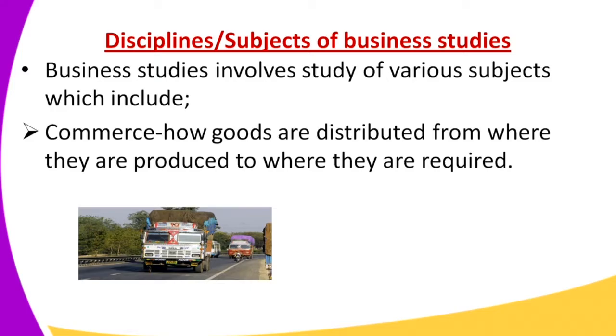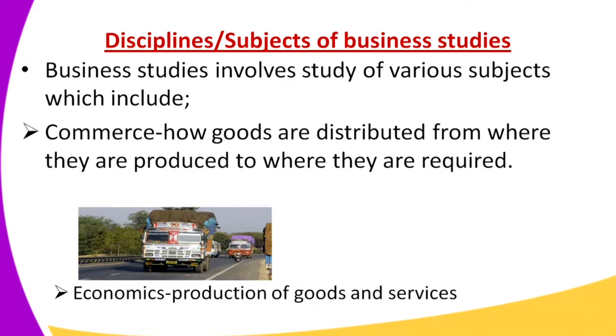You'll find that goods are usually produced or made or manufactured in the factories or farms. Then the ones producing the goods usually transport them to the various destinations where the final consumer can access them. That process of transferring those goods or distributing them to the various spots is what we refer to as commerce. The other discipline of business studies is referred to as economics, and economics involves the production of goods and services. So you may say that economics is that process of producing or making the goods or services for sales.